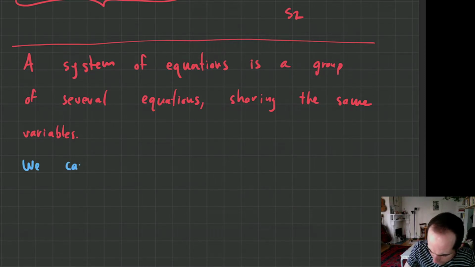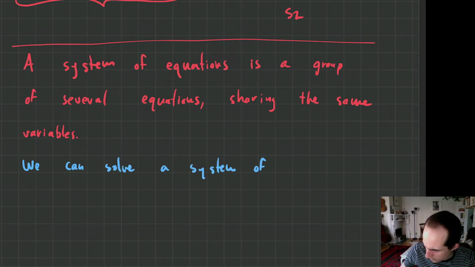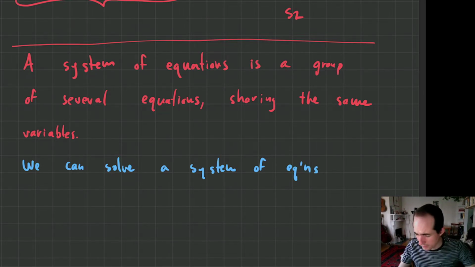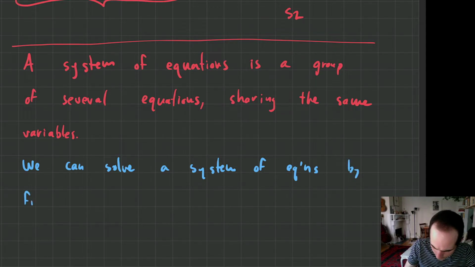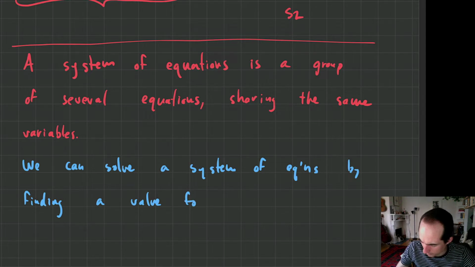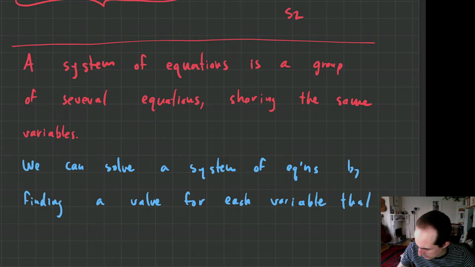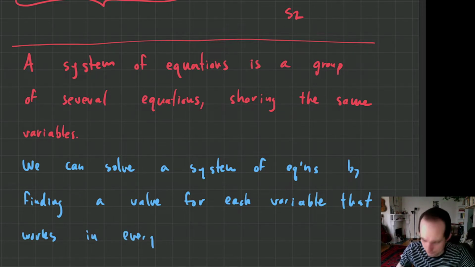We can solve a system of equations. I'm just going to abbreviate equations. We can solve a system of equations by finding a value for each variable that works in every equation. Okay?